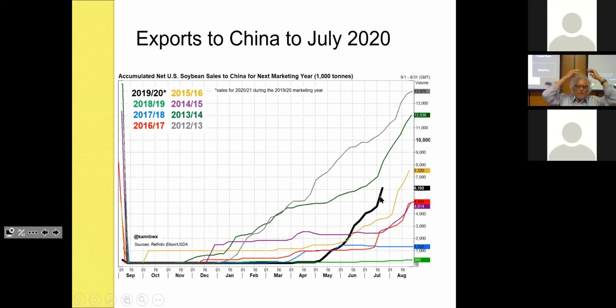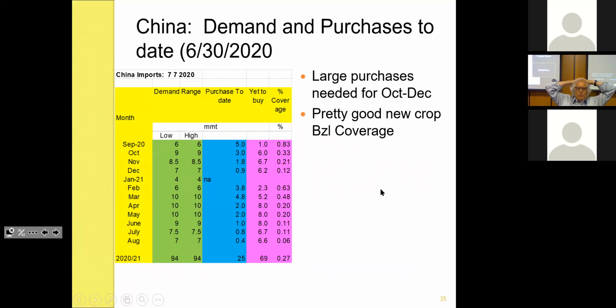So one of the things I keep track of is Chinese purchases to date. This is a very delicately prepared graph that I get from a friend of mine in China who, at the end of every month, reports how much they've purchased. So this is as of the end of June, and at the end of this week, I'll have the same numbers available.